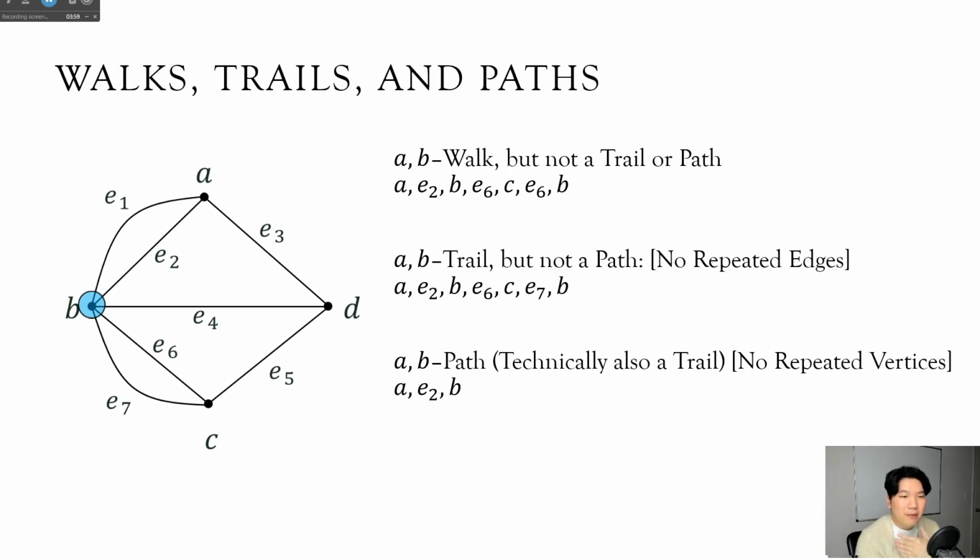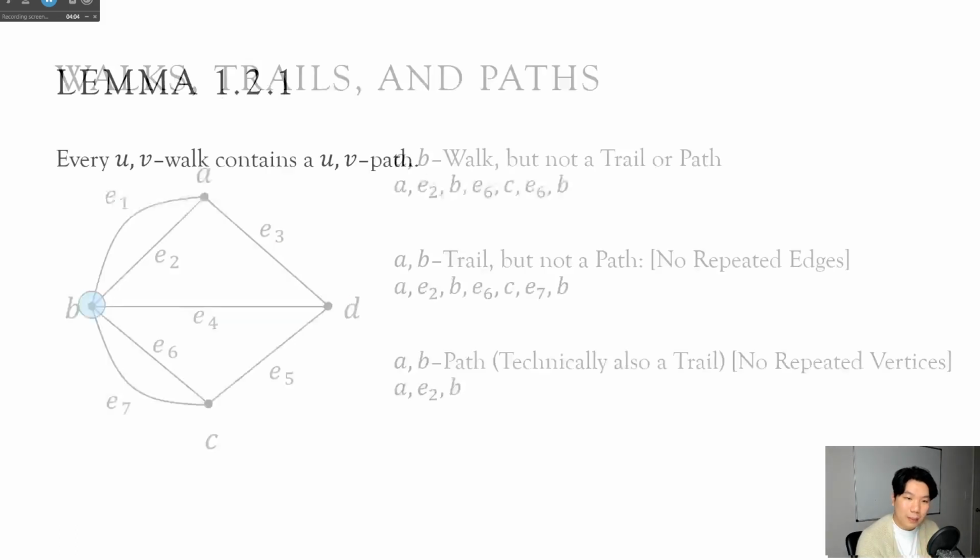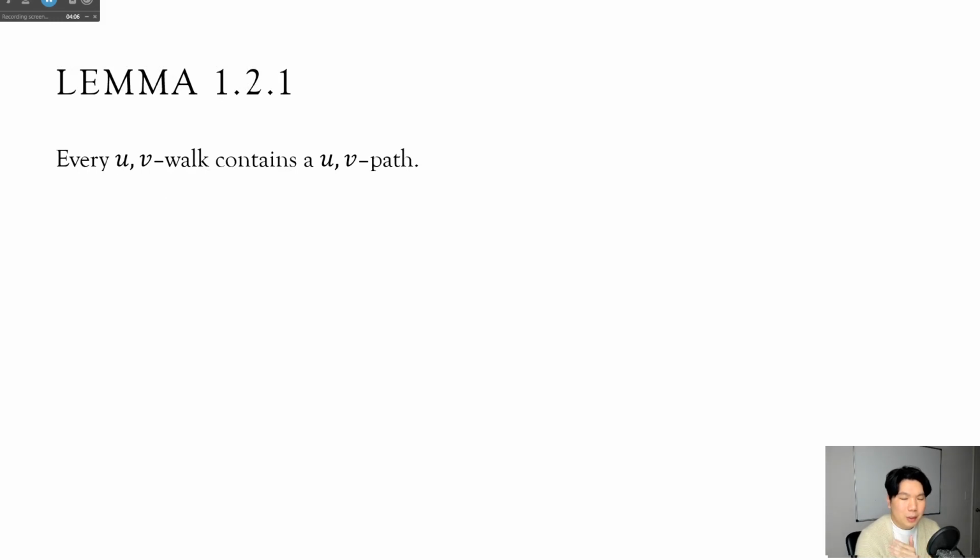So let's go ahead and prove a quick lemma about walks, trails, and paths. A very short statement, lemma 1.2.1. If I have a UV walk, then it must contain a UV path subgraph. Remember, whenever I say subgraph, that means if I take the same vertices and edges, there must be a path in there. Again, whenever I say UV walk, that means I started at U, ended at some vertex V. So we're actually going to go ahead and prove this.